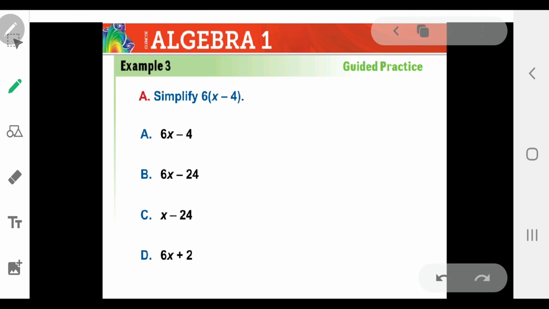Now it's your turn. Give yourself 20 seconds. Finish it. You guessed it correct. It's 6x minus 24, and this is the correct answer.